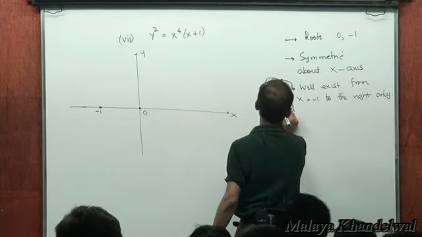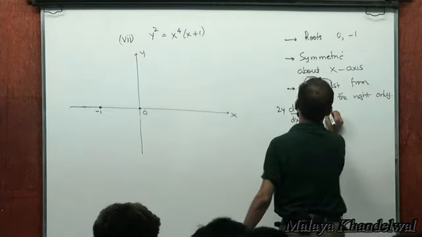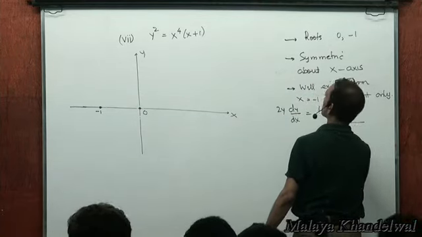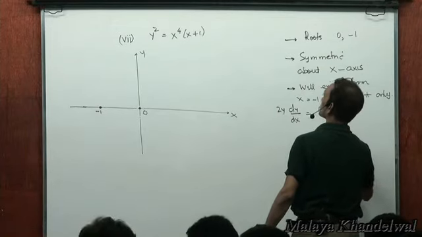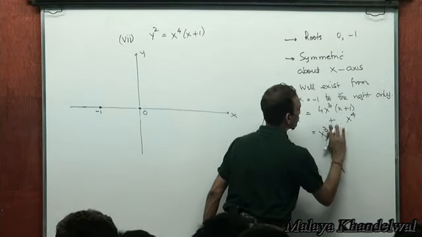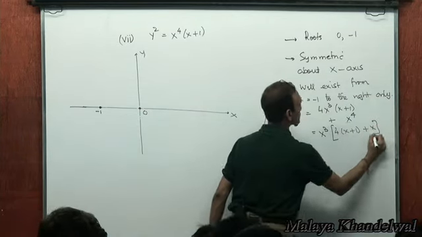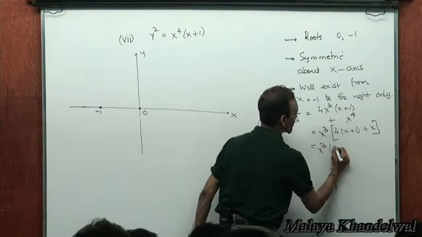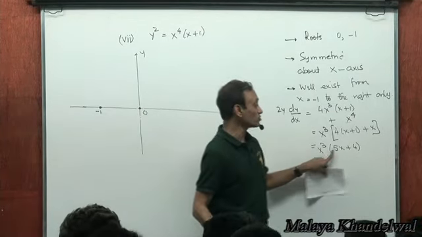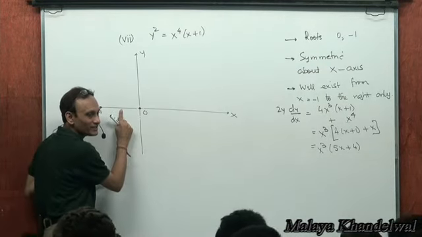2y dy dx equals 4x cubed into x plus 1 plus x power 4, which is like x cubed into 4 into x plus 1 plus x, which is x cubed into 5x plus 4. Dy dx is becoming 0 at x equal to 0 and at x equal to minus 4 by 5. And x equal to minus 4 by 5 is indeed a point here.